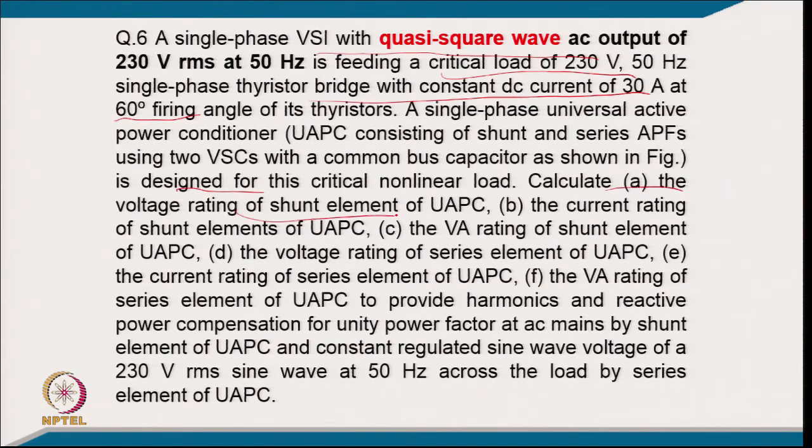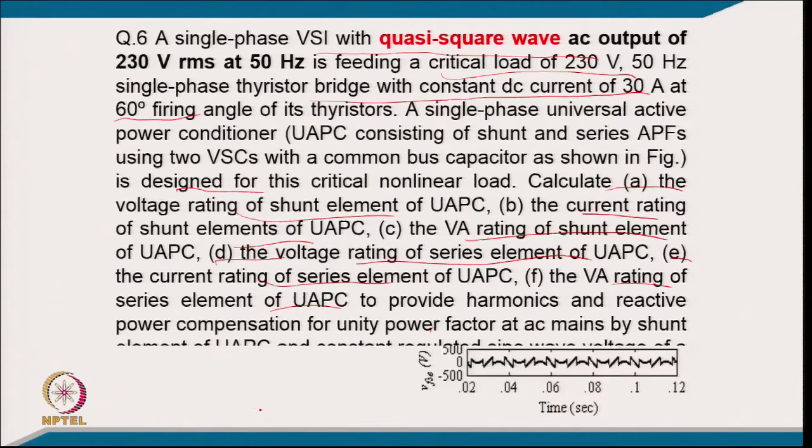Calculate the voltage rating of shunt element, current rating of shunt element, VA rating of shunt element, and the voltage rating of series element, current rating of series element, and VA rating of series element of universal active power conditioner, to provide harmonics and reactive power compensation for unity power factor at AC mains by the shunt element of universal active power filter, and constant regulated sine wave voltage of 230 volt RMS at 50 hertz across the load by the series element of universal active power filter.